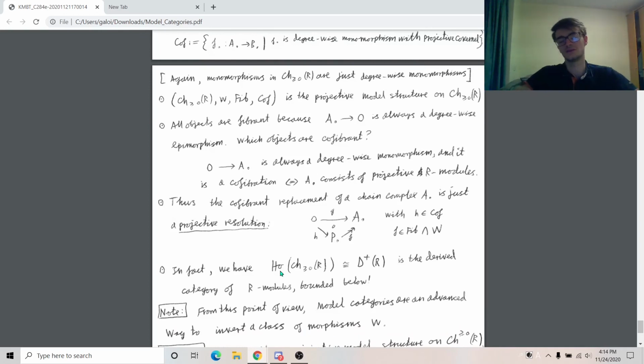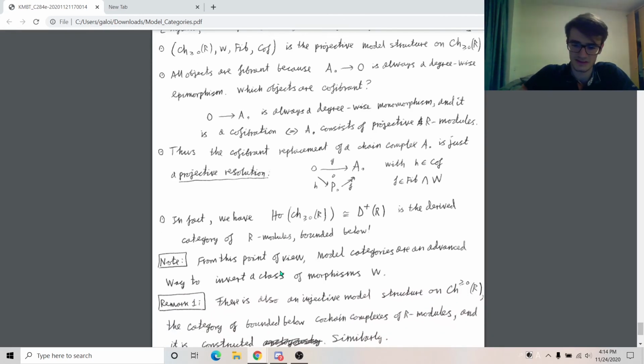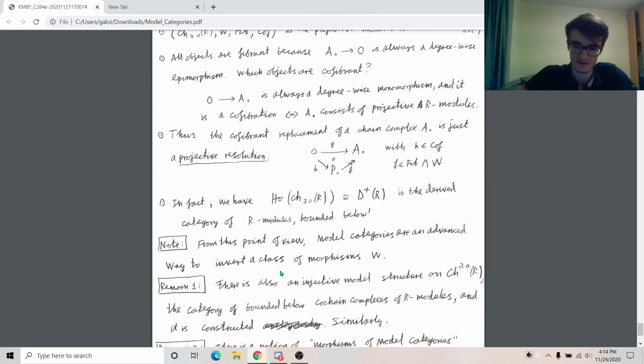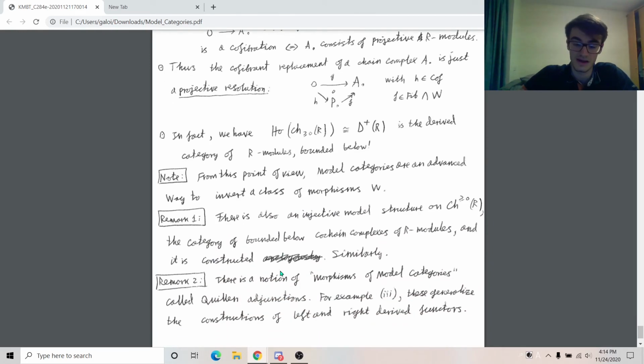And you can define an injective model structure in the same way, and you can also define a model structure on unbounded chain complexes. And here are some remarks. So yeah, you can do the injective model structure as well. And I haven't talked about this, but there's a notion of morphisms between model categories, so they preserve structure. And these are called Quillen adjunctions. They have to be adjunctions.